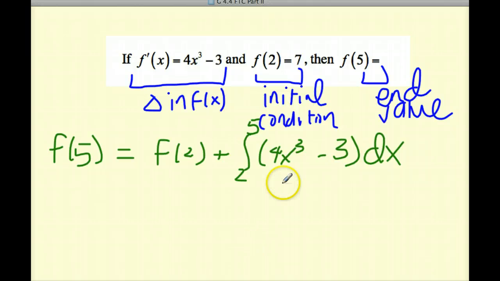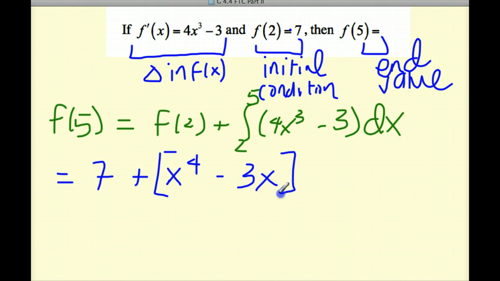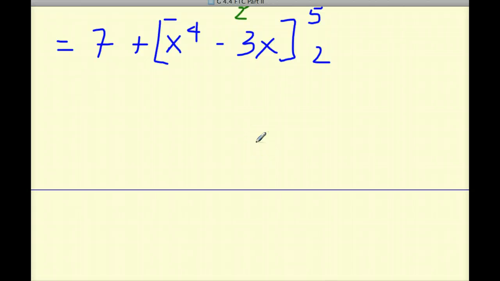I'm going to scroll down just a little bit. We know we are looking for f of 5, and it's going to equal f of 2, which is 7, plus the integral. 4x cubed integrates to 4x to the 4th over 4, which gives us x to the fourth minus 3x. What I need to do now is plug in my upper limit of 5 and my lower limit of 2.